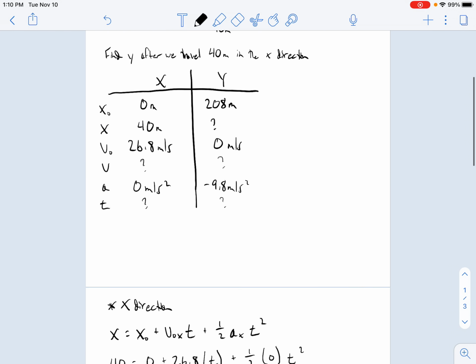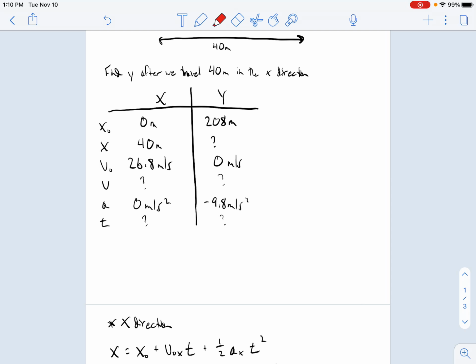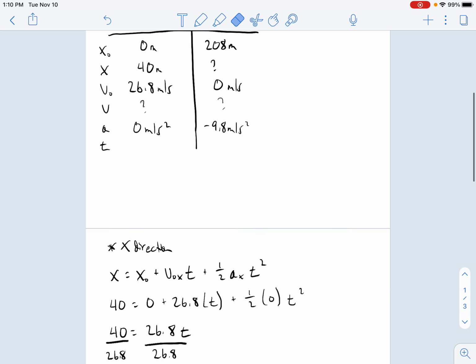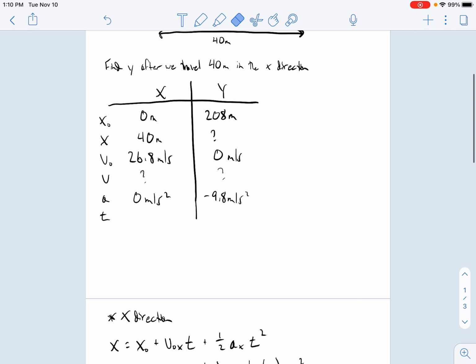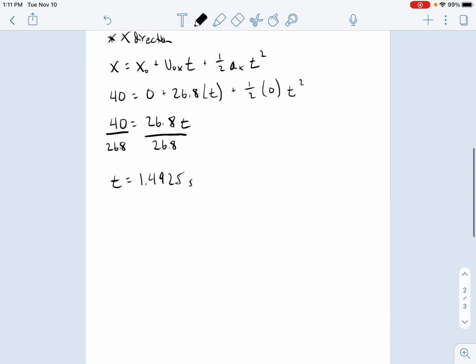So now that I know this time, I can go back and figure out what our height is going to be after this 1.4925 seconds. Looking at the variables we know in the y direction, I don't know what my final velocity is, so that means I can't use equation 1 or equation 2. So I'm going to have to use our third kinematic equation in the y direction.